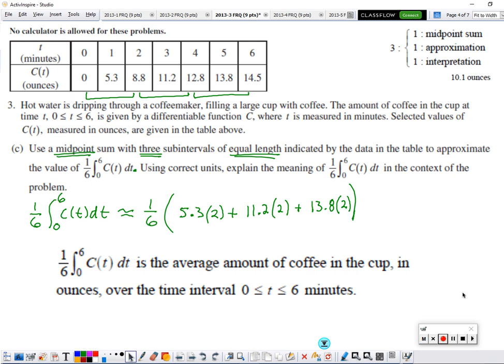I said water instead of coffee. Water is dripping through the coffee maker. I think they'll forgive you. What is water? Did you say that it increased? No, you can't say that. Here's why. Hey, 2 for Laura. Good question.